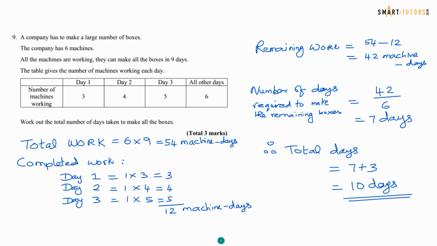Completed work: on day 1, the very first day, 3 machines run. So 1 times 3 is 3. The second day, 1 day times 4 machines run, 4. Likewise, the next day is 1 day times 5, 5 machine days. If you add that, 12 machine days of work already finished. So take 12 away from 54, 42 machine days of work is left. For the number of machines left over, you divide 42 by 6, 7 days required to complete the work. So previously 1, 2, 3 days, now 7, 3 plus 7 is 10 days. That is the answer for question number 9.